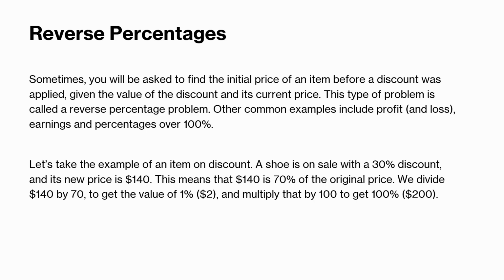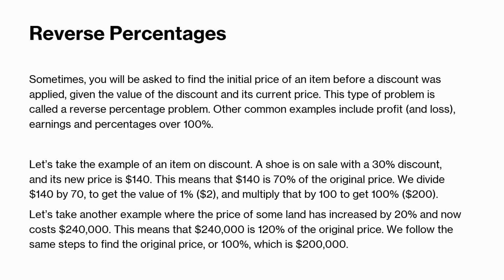Let's take the example of an item on a discount. A shoe is on sale with a 30% discount and the new price is $140. This means that $140 is 70% of the original price. Again, 100% minus 30% gives us 70%. We divide $140 by 70 to get the value of 1%, which is in this case $2. And we multiply that by 100 to get 100%, which would be $200. That is our answer.